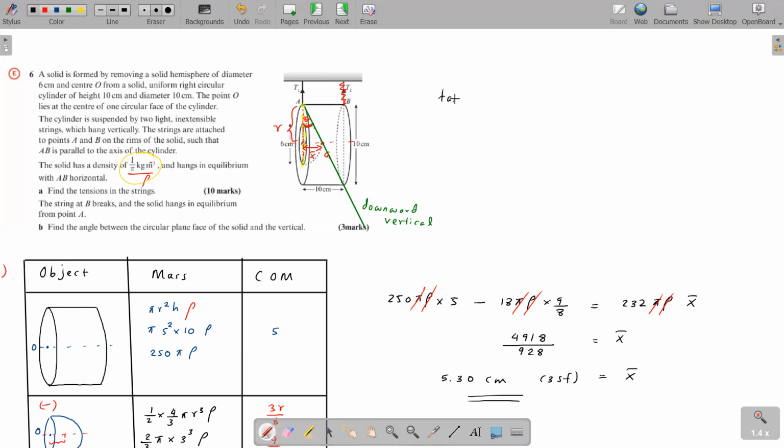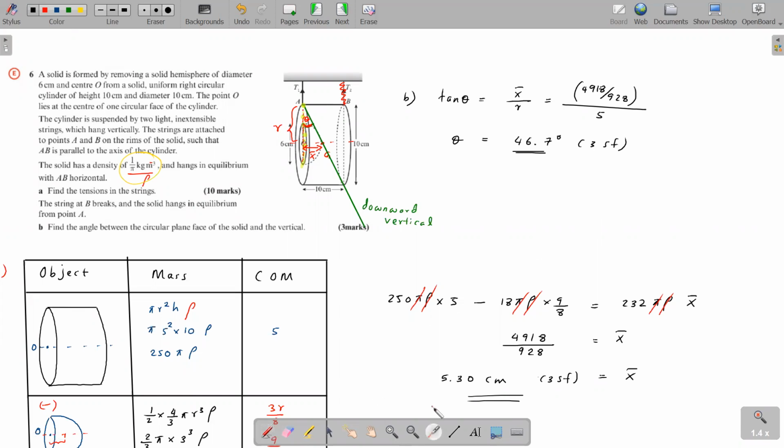That's quite easy. So tan theta is opposite over adjacent; opposite is the x bar, adjacent is the radius. So x bar was 4918 over 928, or the 5.30, divided by the radius. The diameter is 10 centimeters, so the radius is 5. Let's get the answer. Tan inverse, 3SF. It's going to be 46.7 degrees, correct to 3SF.